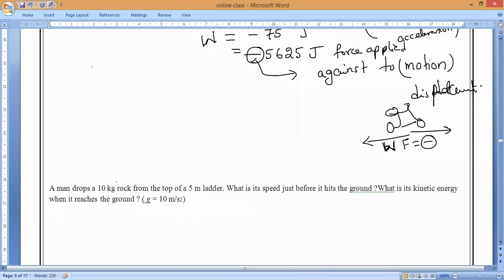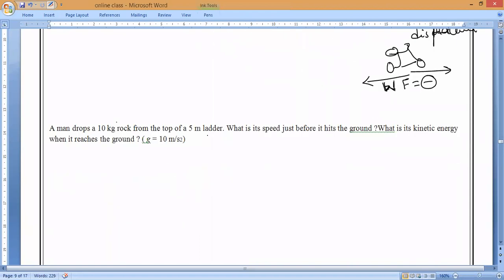You can see a man drops a 10 kg rock from the top of a 5-meter ladder. What is the speed just before it hits the ground? We already studied a similar question. Have you noticed it? What is the kinetic energy when it reaches the ground? They are asking two things: one is the final velocity before touching the ground, and as well as the kinetic energy.